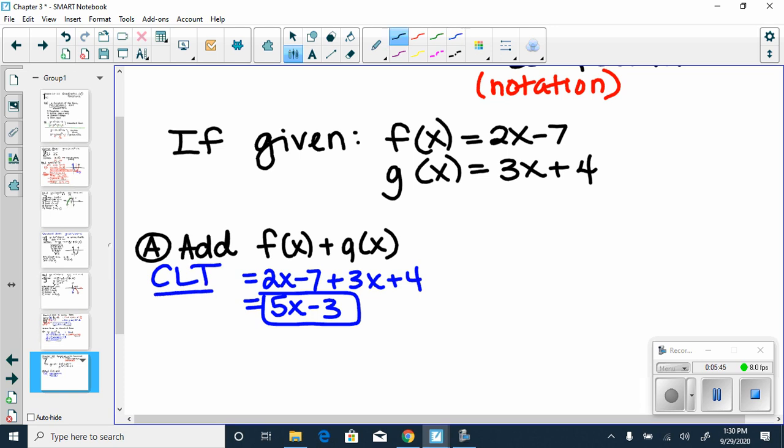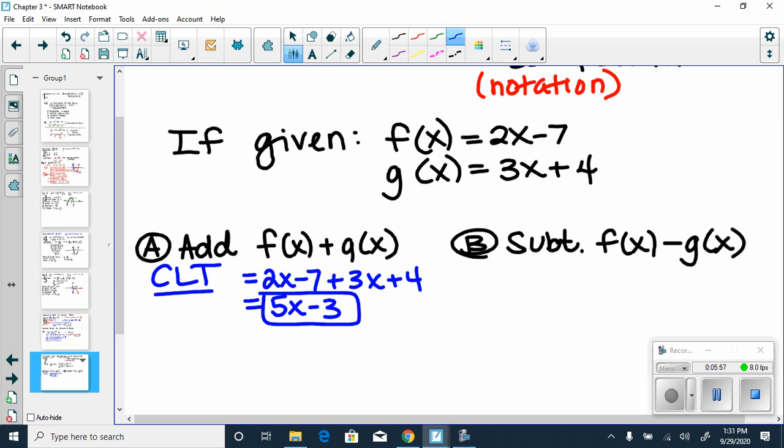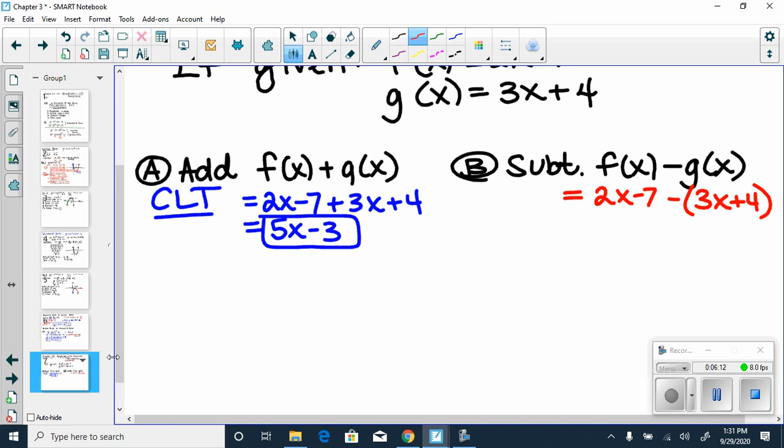B, when you subtract, it's very similar to polynomials. When you subtract, you're probably going to see subtraction in the middle, of course. And when you subtract, you have to be careful. 2x minus 7 for f. However, when you subtract g, you have to put that in parentheses because you have to subtract all of g. Okay, so be careful to use your parentheses there.